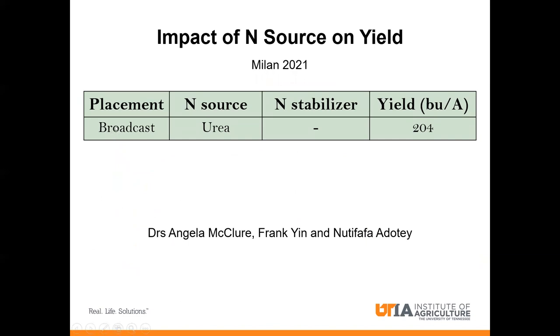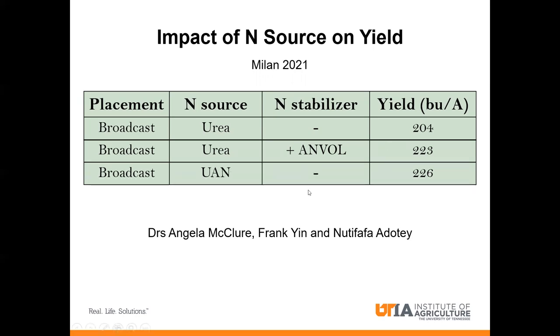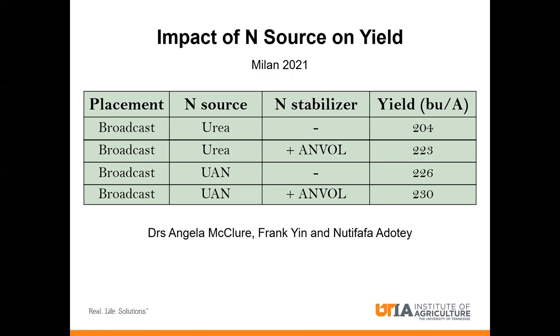Now, for those of you that are very curious about how the yield results look, again, whenever we simply broadcast non-treated urea, we had about 204 bushel. Whenever we added the nitrogen stabilizer, remember there was a reduction in ammonia loss from 23 to 5%. Our yield increased from 204 to 223 bushel, almost a 19 bushel increase with the addition of ANVOL. For broadcast UAN, the yield was around 226. Addition of ANVOL only added 4 bushel yield increase.